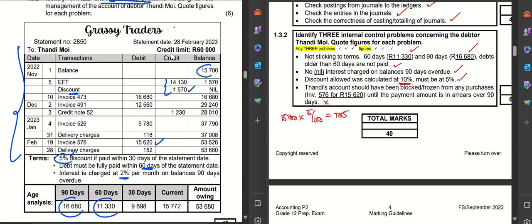In terms of the credit limit, you can see her credit limit is 60,000. So she is still below the credit limit. However, she is not complying to these terms of 60 days. So we should have frozen her account, that she should first settle the account off before we can allow her further credit.